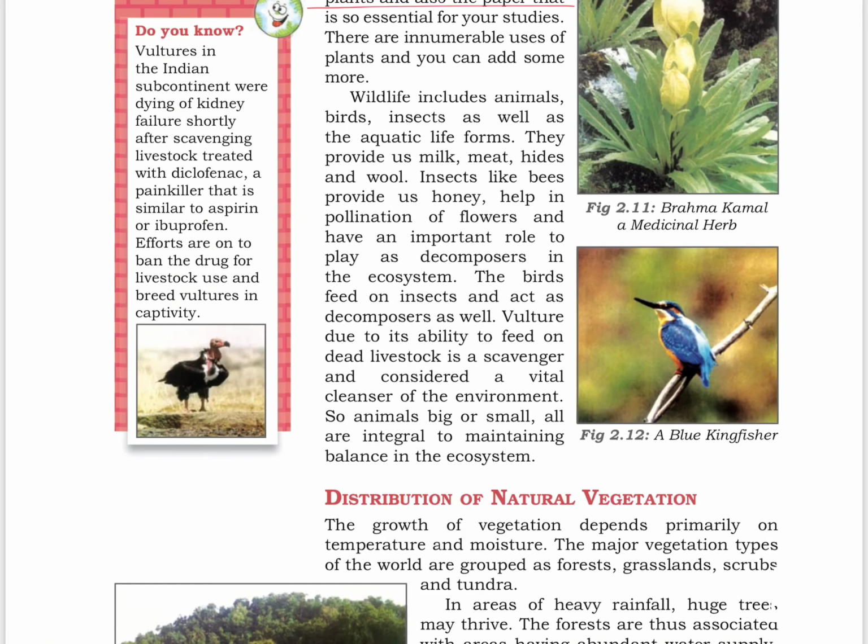Here we have vultures. Vultures in the Indian subcontinent were dying of kidney failure shortly after scavenging livestock treated with diclofenac, a painkiller that is similar to aspirin or ibuprofen. Efforts are on to ban the drug for livestock use and breed vultures in captivity. This is important from the species extinction point of view. Next, coming to wildlife. Wildlife includes animals, birds, insects, etc.